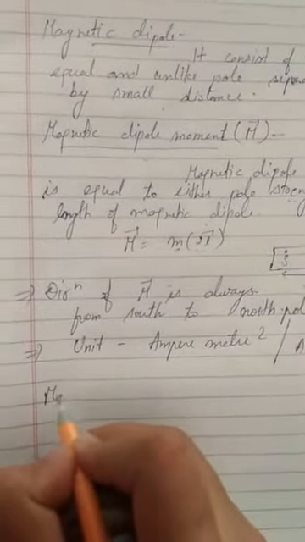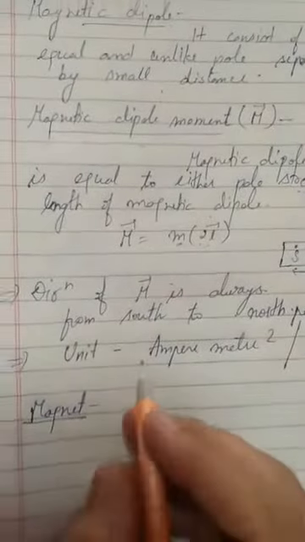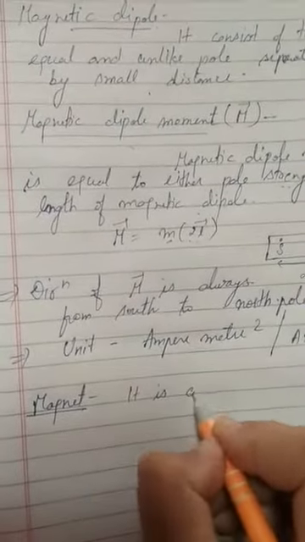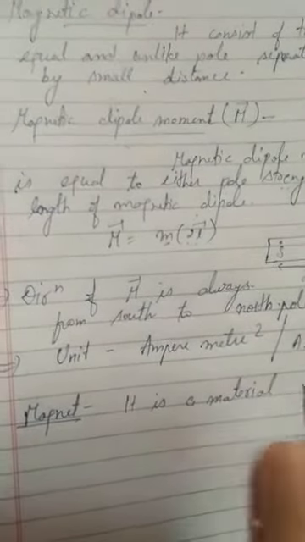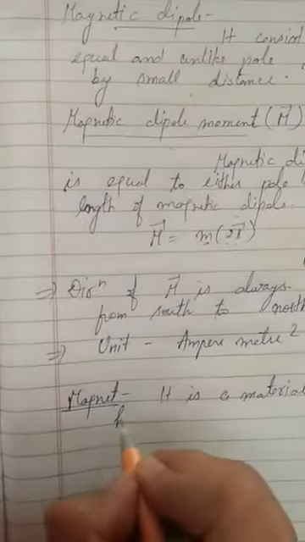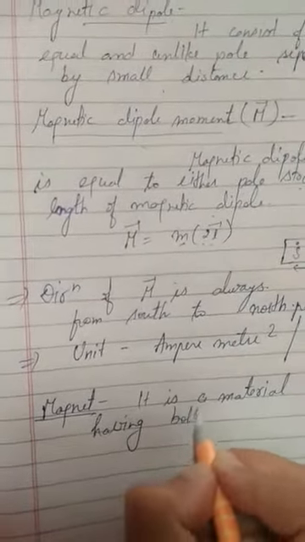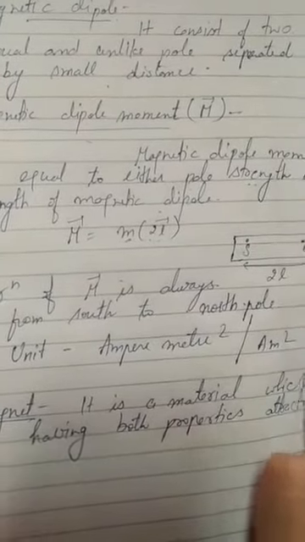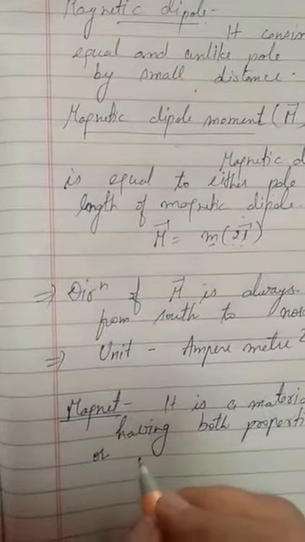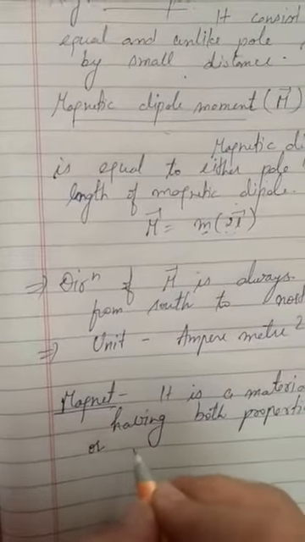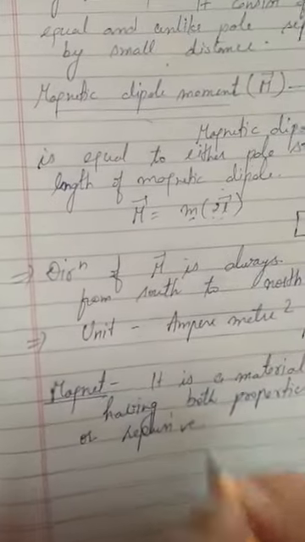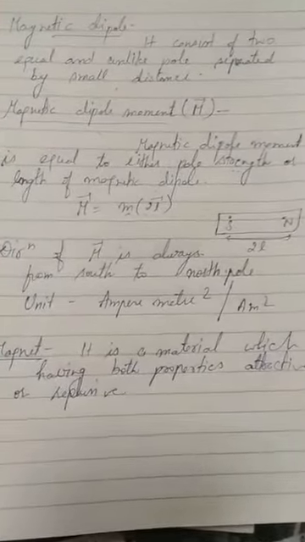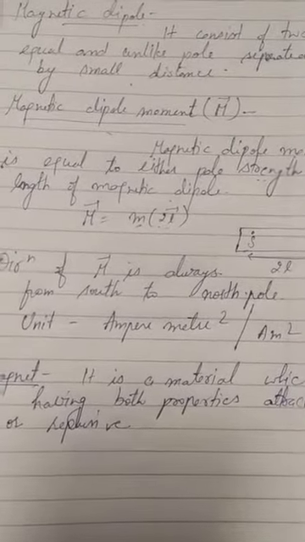Now we will discuss the magnet. What is a magnet? A magnet is a material having both attractive and repulsive properties. That having both types of property, attractive and repulsive, that is a magnet.